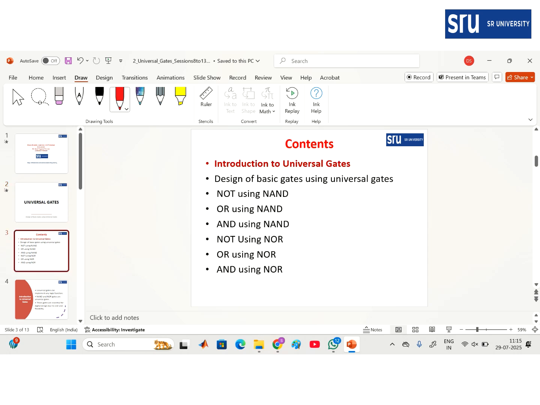Coming to the content of this lecture. First, introduction to universal gates. Then we have design of basic gates using the universal gates. In the designing, we have NOT gate using the NAND gate, OR gate using the NAND gate, as well as AND gate, that is basic gates NOT, OR and AND using the universal gate, that is the NAND gate, as well as the same basic gates using NOR gates.